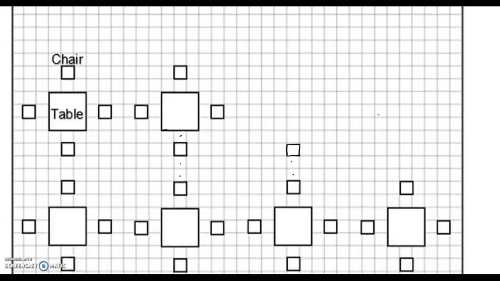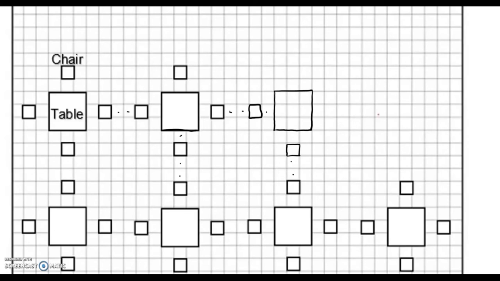So the table is right in the middle, 3 squares long, and then it's actually square, so I'm going to go 3 squares up, then gaps there, and we have a chair, and then there is a 2 square gap just like here.